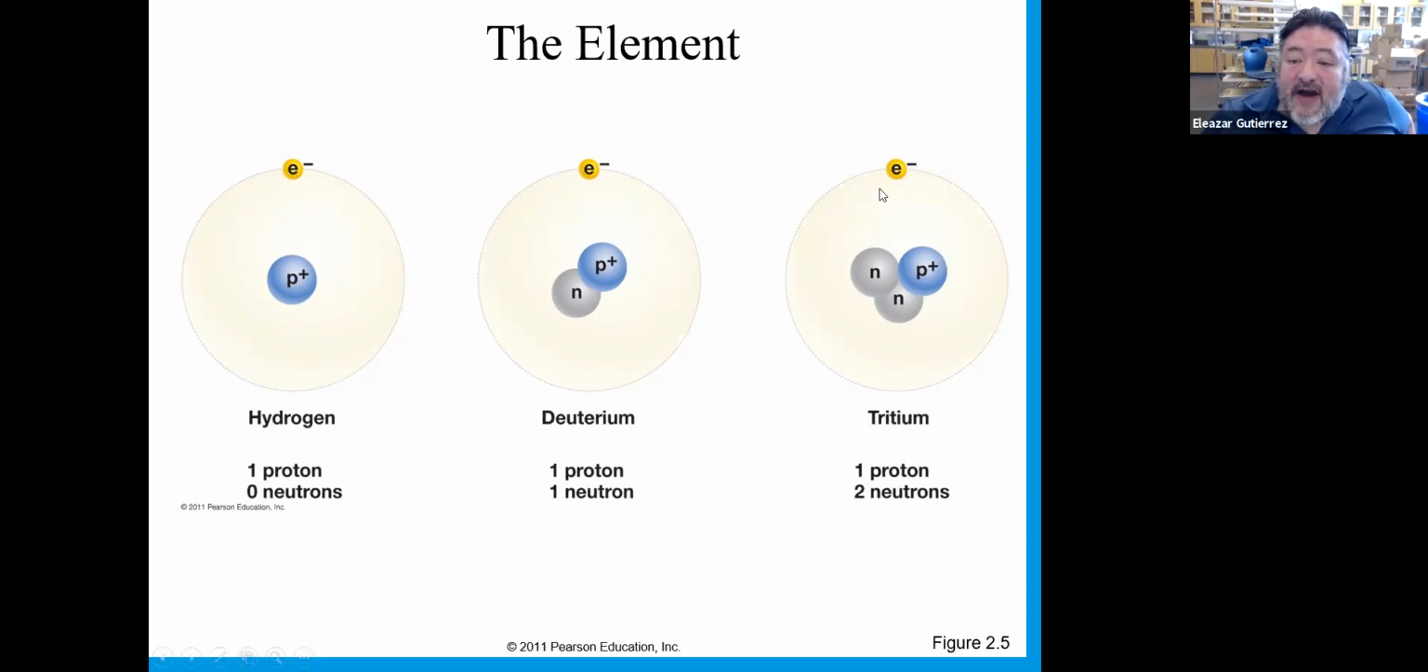Here's another version of hydrogen. So this is a third type of hydrogen. This one is called tritium. It has one proton, so the atomic number is 1, but it has 2 neutrons, making it even heavier than deuterium.